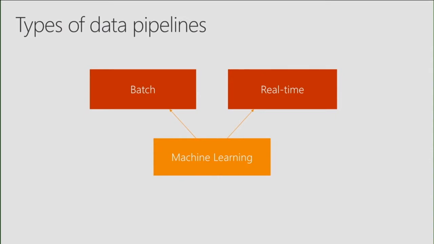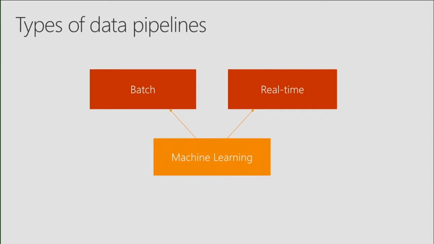So there are three types of data pipelines. The batch pipelines, which process data on a periodic basis, a fairly simple concept. Real-time pipelines, where you process a stream of events in real time. And machine learning pipelines that deserve their own attention. But in this talk, we'll talk about the machine learning pipelines in the context of the batch pipelines or real-time pipelines.